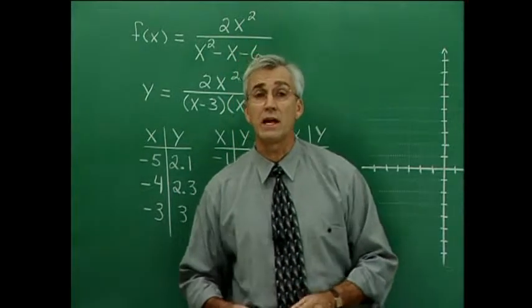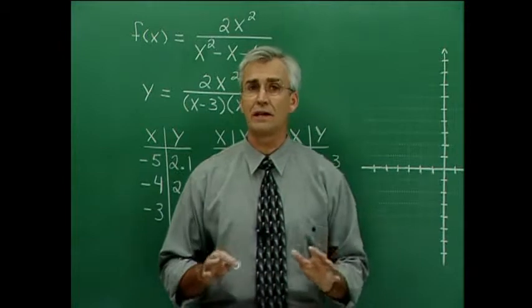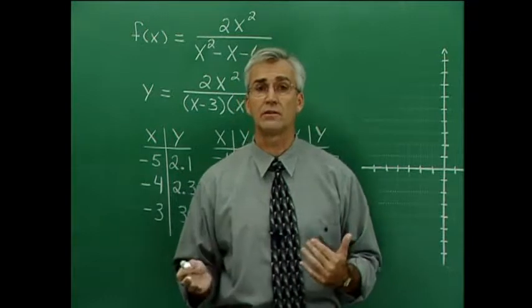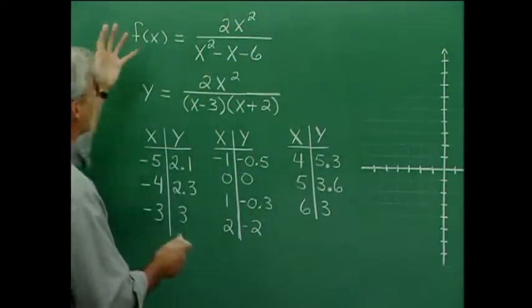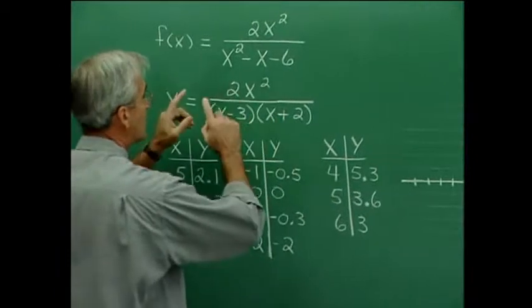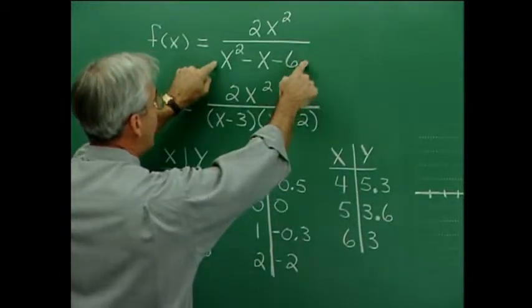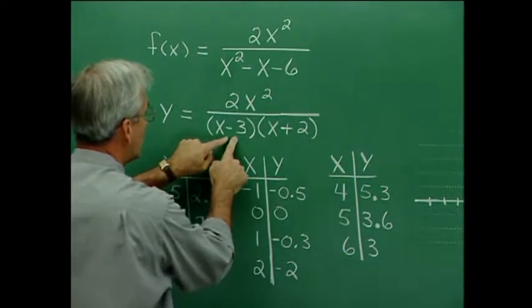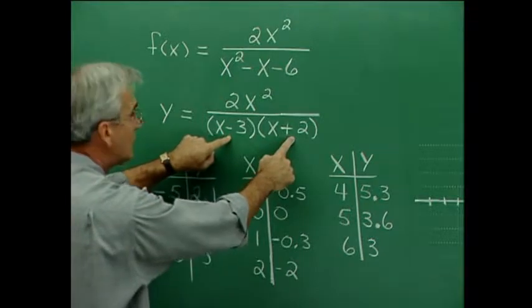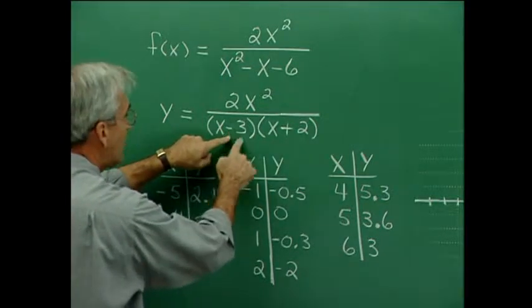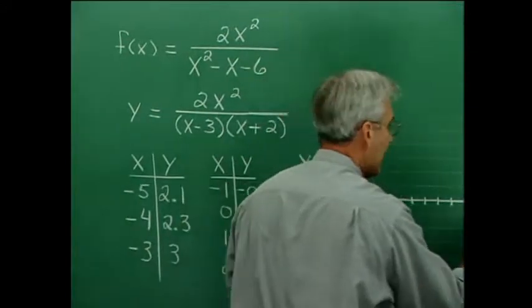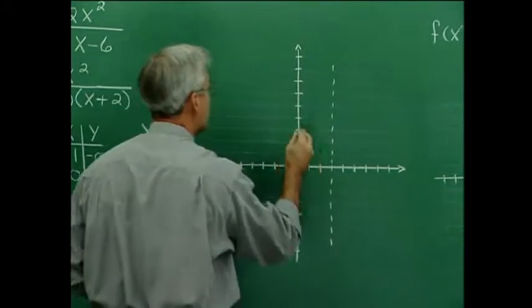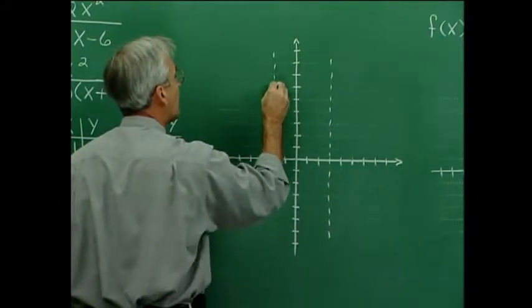Even though the functions may get a little more complicated, the concept for graphing is exactly the same. Identify positions of asymptotes and plot a few points around those asymptotes. Here, to identify vertical asymptotes we need the zeros of the denominator, so we'll factor the denominator first and then identify the zeros of the factors. This factor becomes 0 when x is 3, and this one when x is -2. So we have vertical asymptotes at 3 and -2. Going over to the graph, at 3, a vertical asymptote, and then at -2, another vertical asymptote.